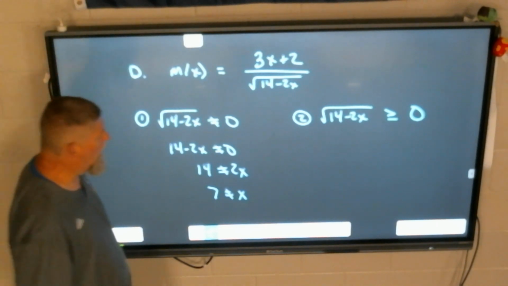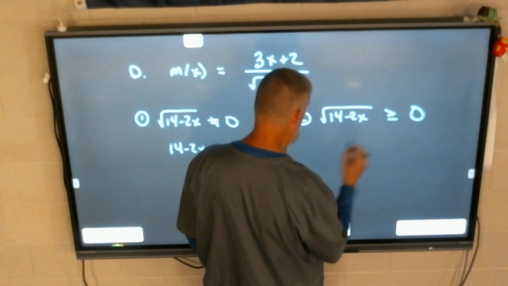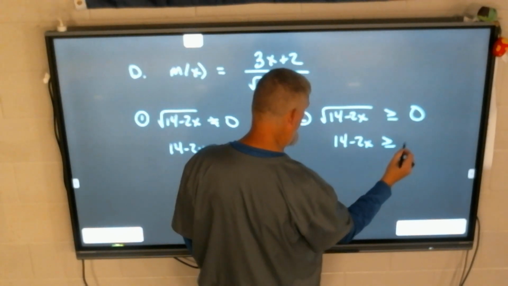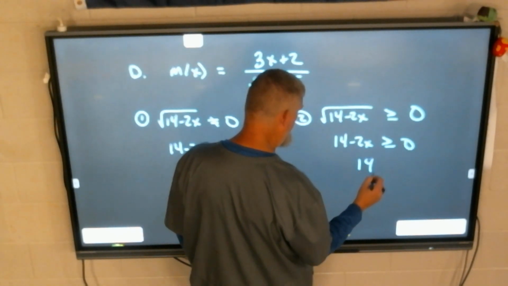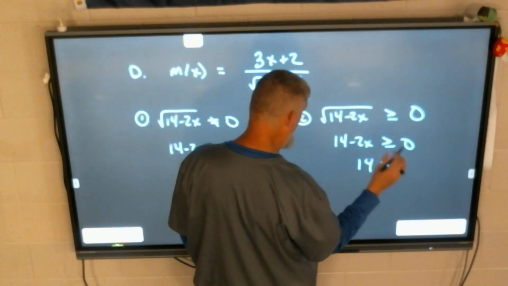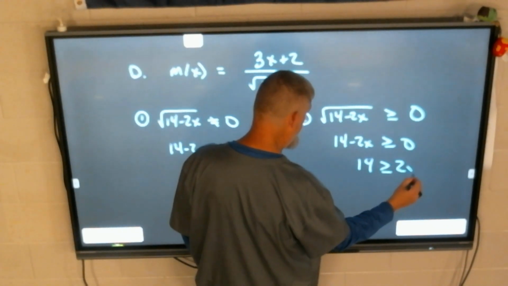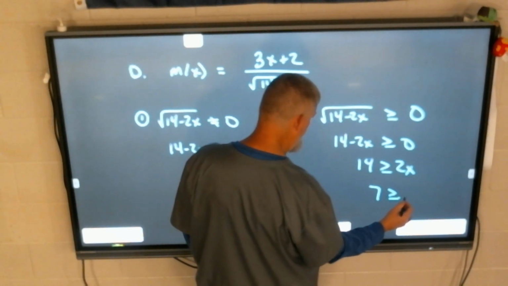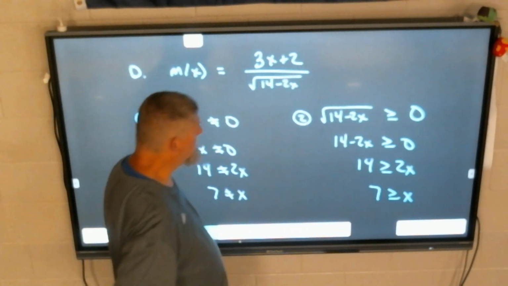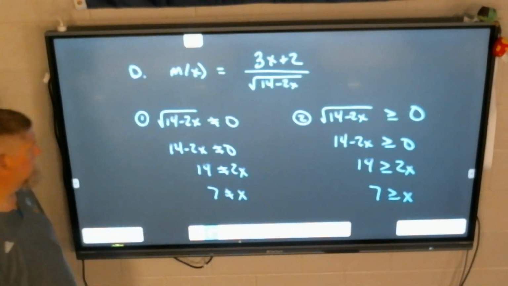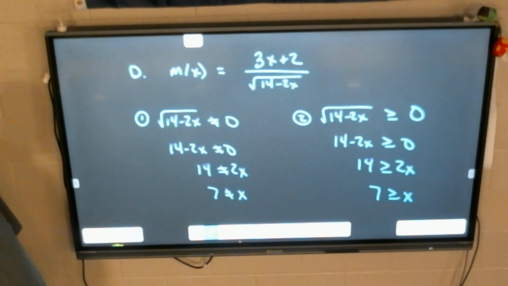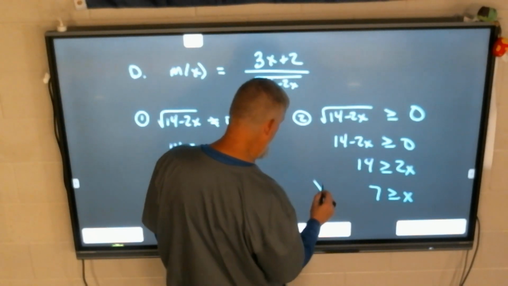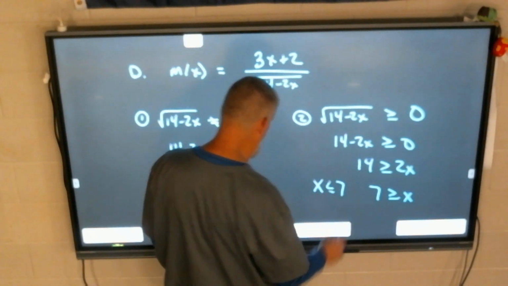Okay? On this side, let's do the same exact steps. We're going to square both sides. 14 minus 2x greater than or equal to 0. 14 greater than or equal to 2x. Divide both sides by 2. 7 greater than or equal to x. So if we switch this around, x has to be less than or equal to 7.